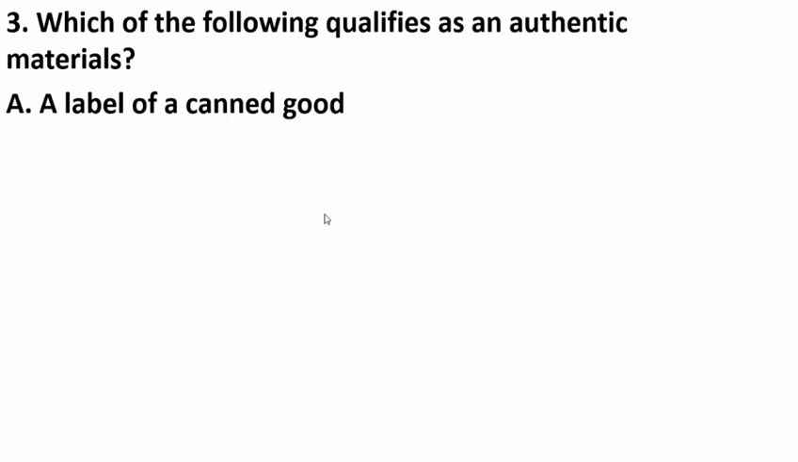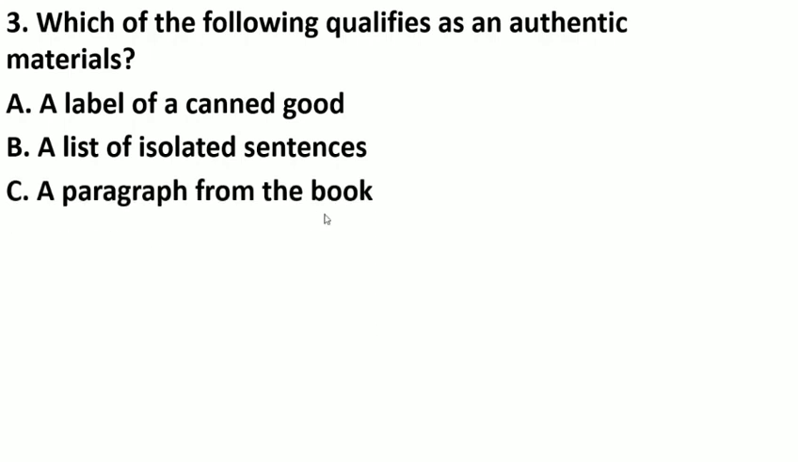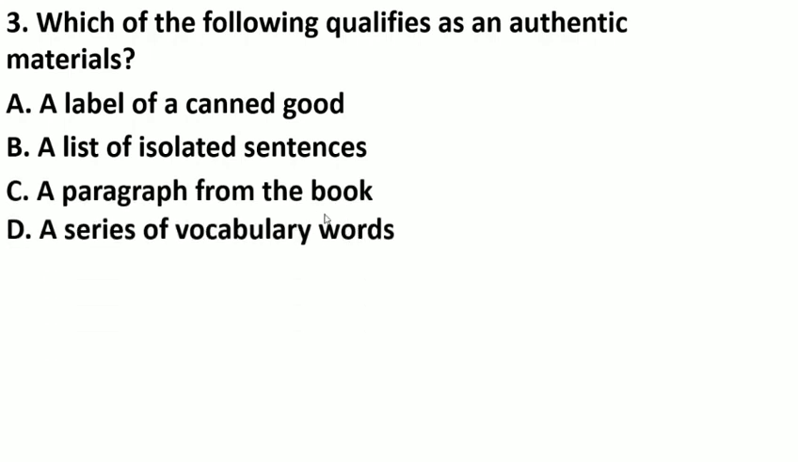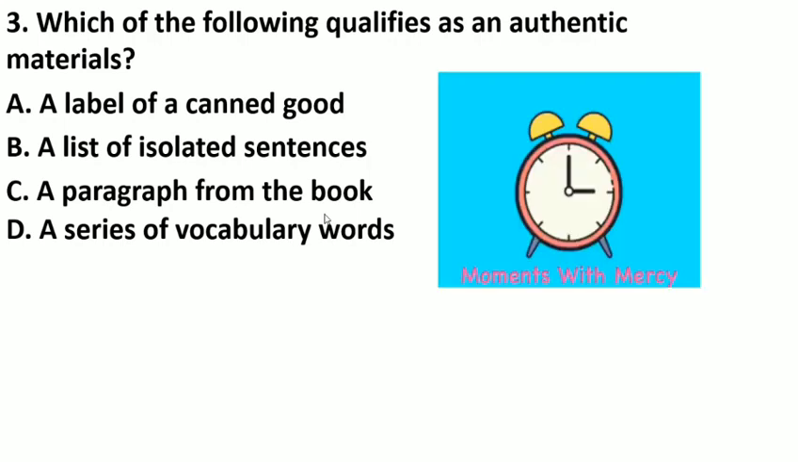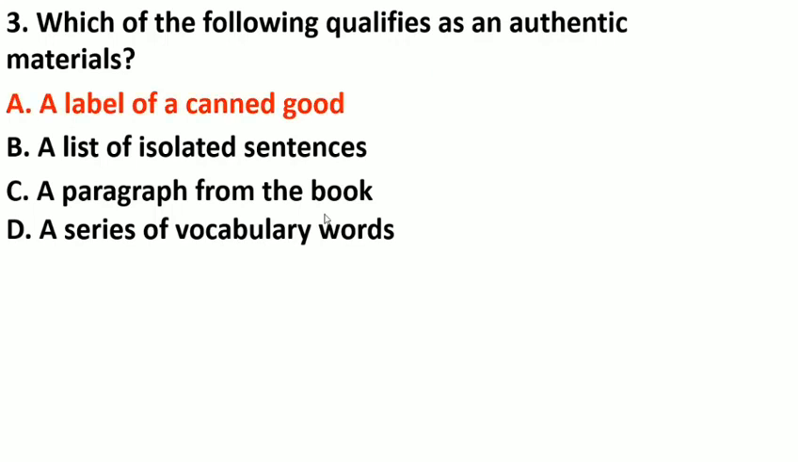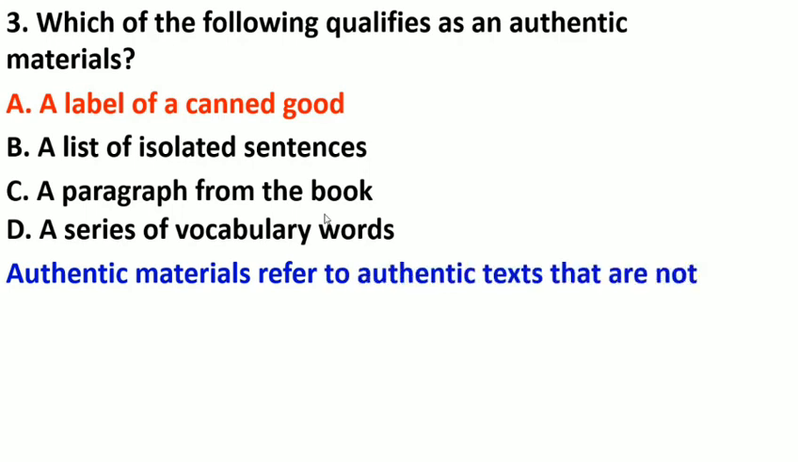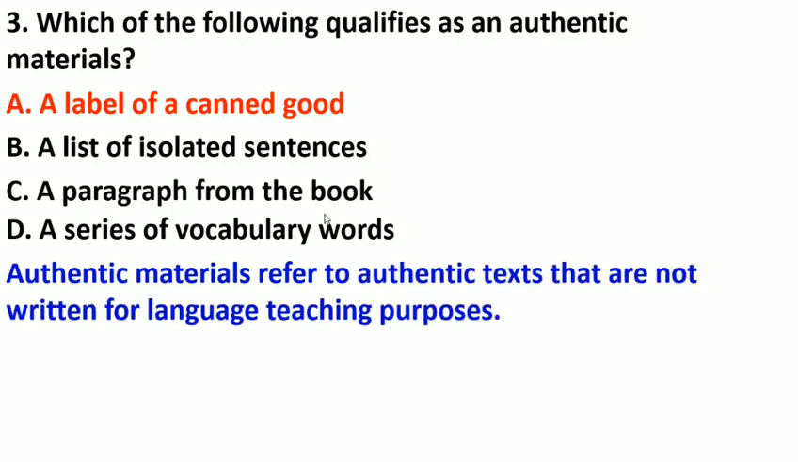Which of the following qualifies as an authentic material? A. Label of a canned good, B. A list of isolated sentences, C. A paragraph from the book, and D. A series of vocabulary words. The correct answer here is option A. Label of a canned good. Authentic materials refer to authentic texts that are not written for language teaching purposes.